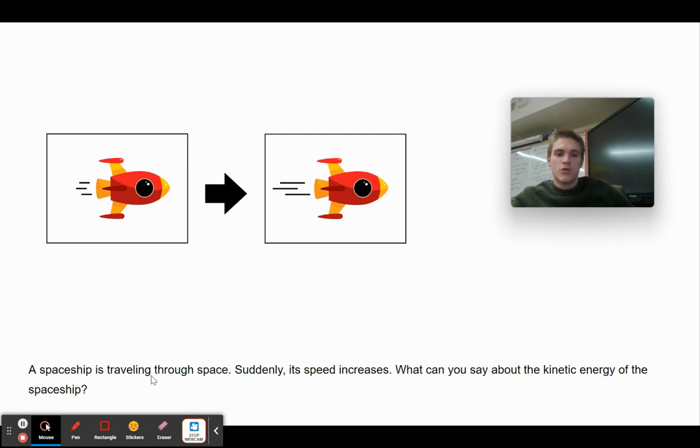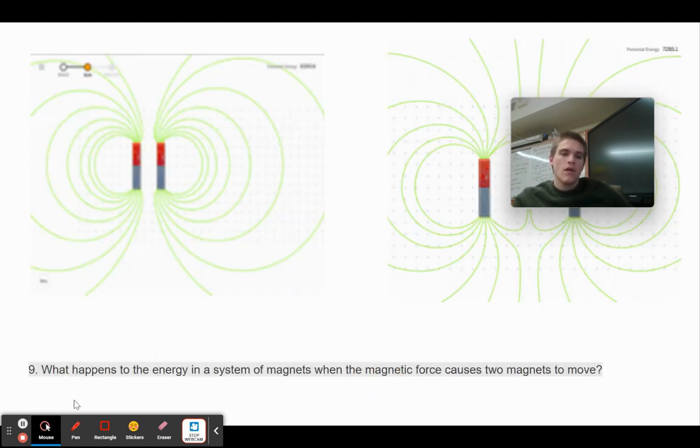A spaceship is traveling through space. Suddenly, its speed increases. What can you say about the kinetic energy of the spaceship? What happens to the energy in a system of magnets when the magnetic force causes 2 magnets to move?